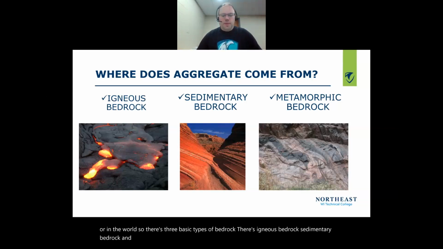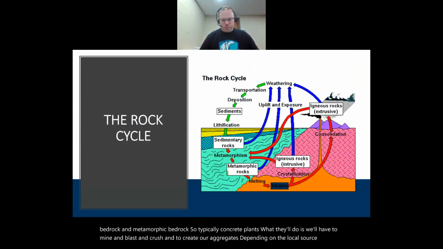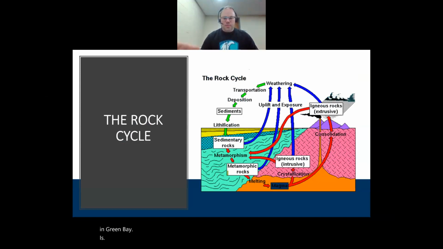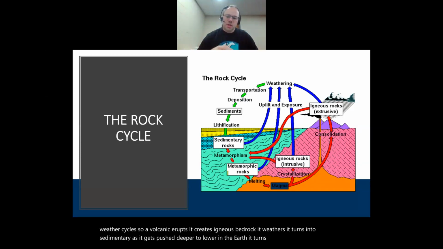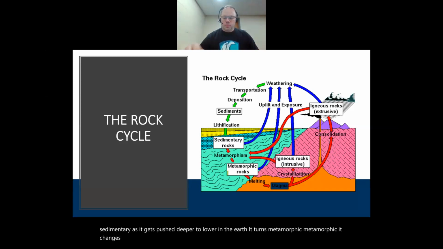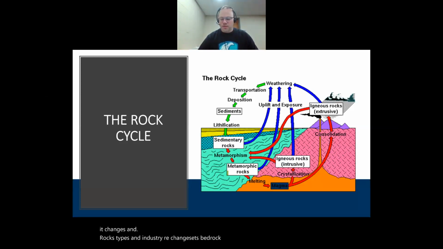Typically, concrete plants will mine, blast, and crush to create our aggregates depending on the local source. Here in Green Bay, this is the rock cycle. The rock cycle is basically similar to the weather cycle. A volcano erupts and creates igneous bedrock, it weathers and turns into sedimentary. As it gets pushed deeper into the earth, it turns to metamorphic. Metamorphic rock changes, and then it changes its bedrock type again. This takes billions and billions of years to create these different kinds of rocks.